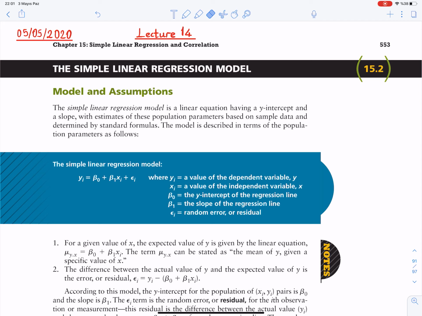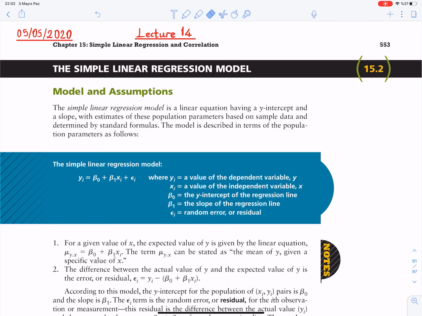Up to now, we studied two weeks ago and the week before the correlation analysis, a linear relationship between two variables. But at that time, we didn't consider which variable is dependent. The simple linear regression model considers one variable to be dependent and the other to be independent. So you have one dependent and one independent variable.